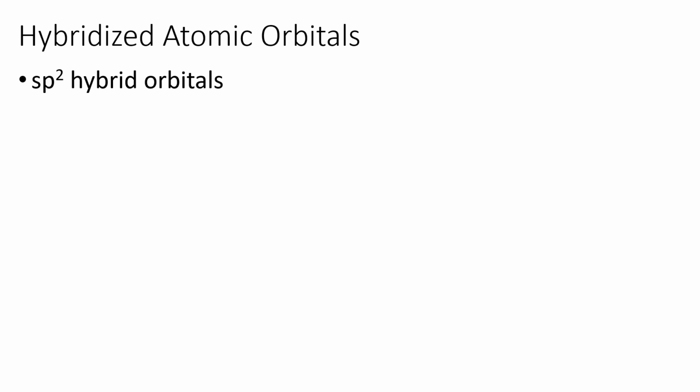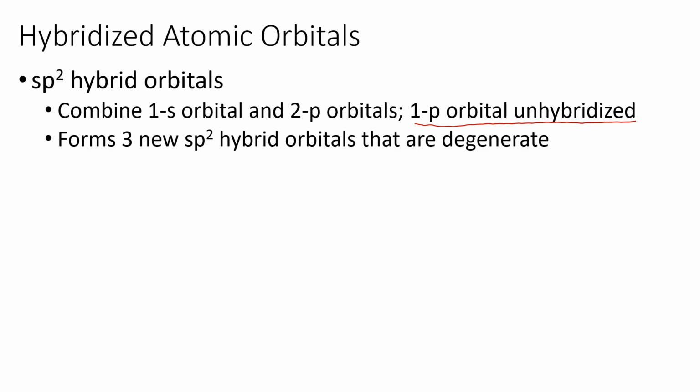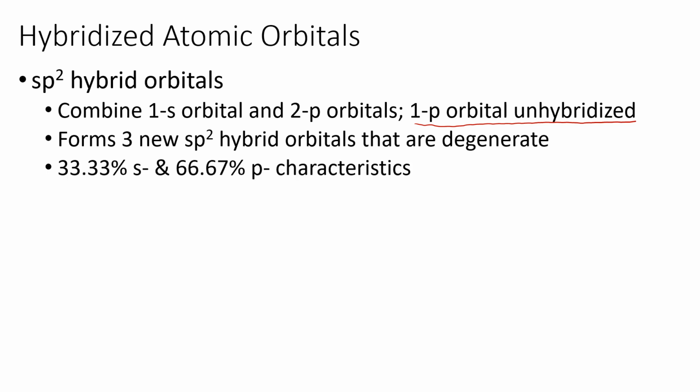The next type of hybridization is going to be sp2 hybrid orbitals. With sp2 hybrid orbitals, we're going to combine the one s orbital with two of our p orbitals. We are going to leave one p orbital unhybridized, and that will be important later on. So we're combining three total orbitals, so we're going to get out three new sp2 hybrid orbitals that once again are going to be degenerate for us. These ones contain about 33.33% s character and 66.67% p character.